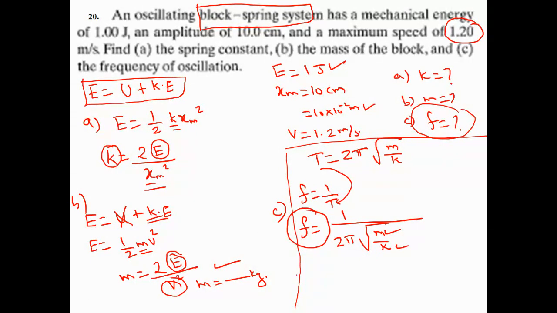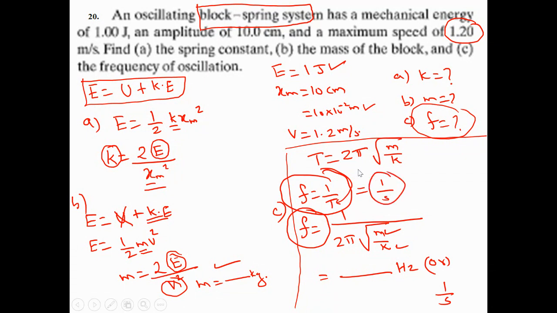What is the unit for the frequency, my dear? The unit for the frequency is hertz, or 1 over second, because of the formula. If you substitute, 1 over second is the unit. So either you can write hertz or 1 over second, so the unit will be correct. Understand?